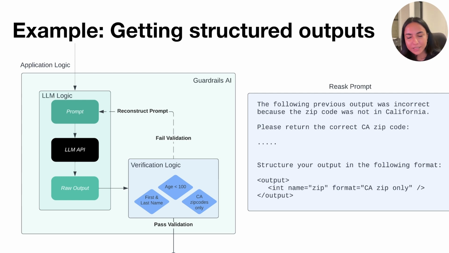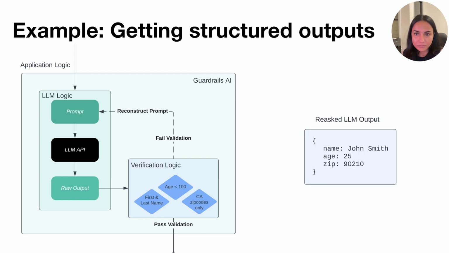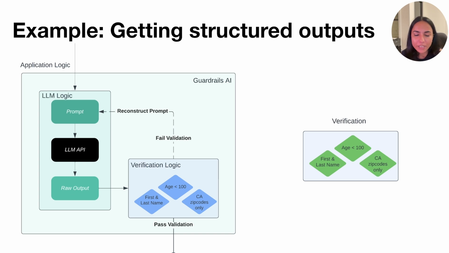And this prompt looks something like this, where we provide the relevant context about why the failure occurred, which is that the zip code was not a California zip code, and more helpful context about structuring the output so that it can be combined with the previously generated output. So we only ask for the thing that was incorrect, which in this case is the zip code. With the new re-ask prompt, we end up getting a new re-asked output. And let's say the new output looks something like this. When we run verification on this new output, we see that all our verification programs pass, in which case this output is sent directly to the application logic.